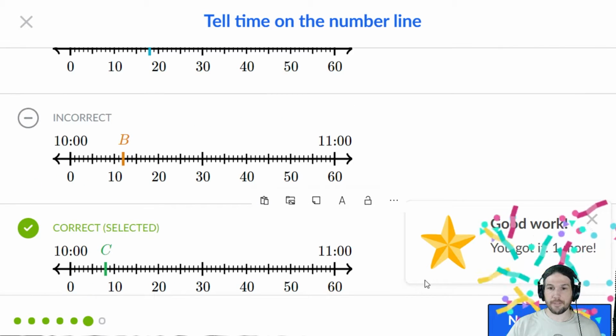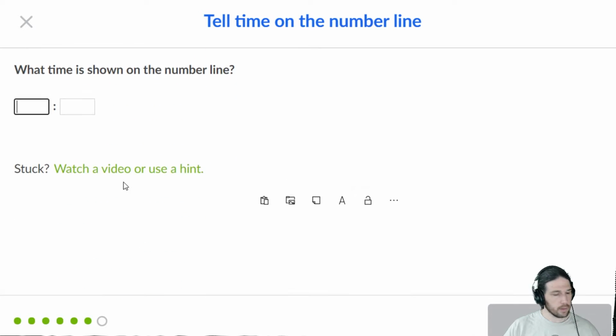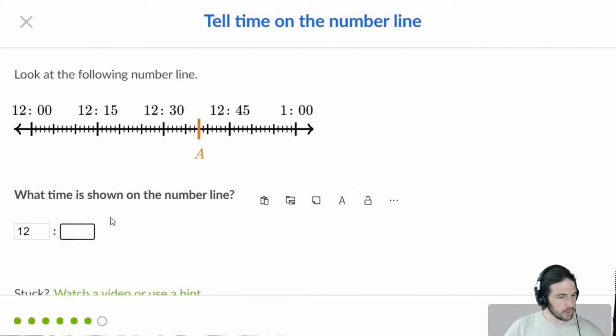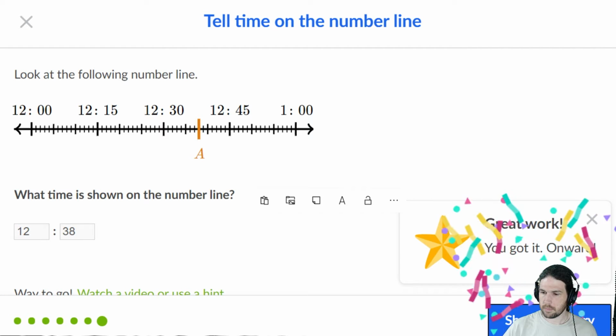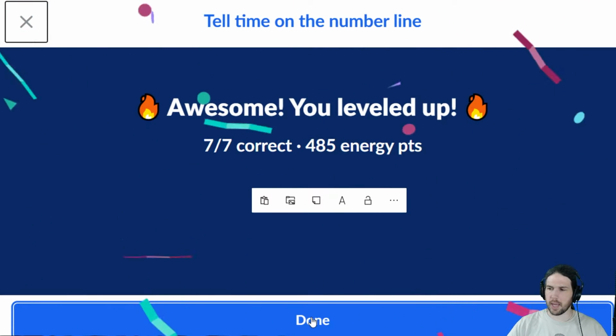I've said the word 10 far too many times in a row. What do we got here? 12:30. That means this next sort of bigger line here is 12:35, 36, 37, 38. Or we could count down 40, 39, 38. Either way, it is 12:38. And that is telling time on the number line.